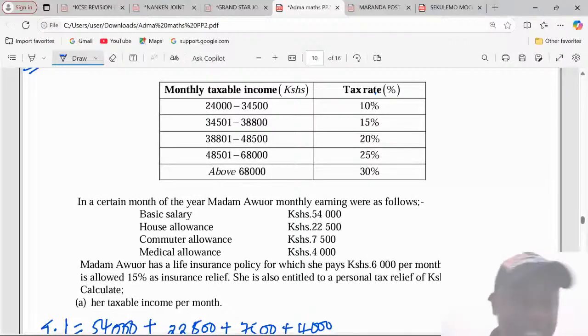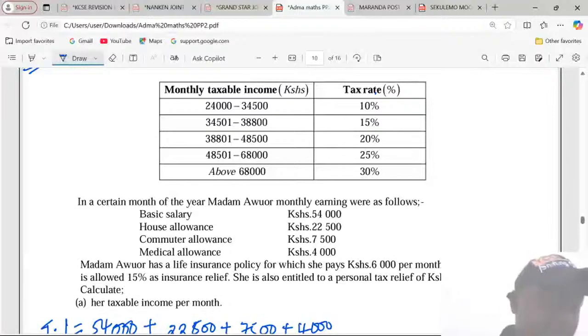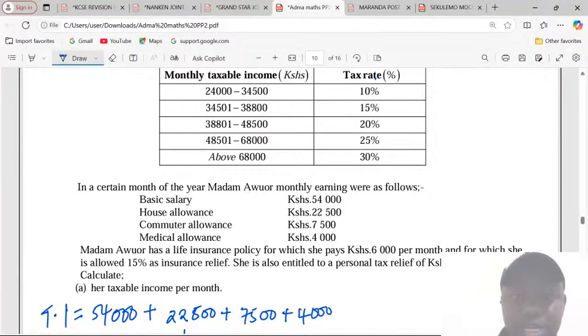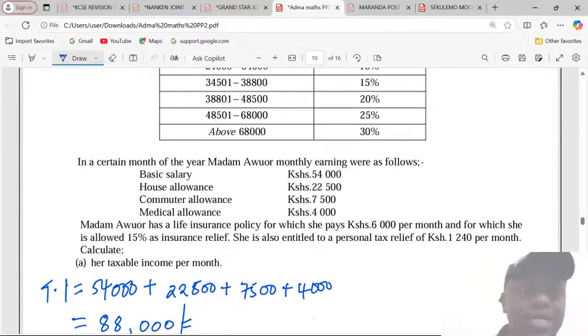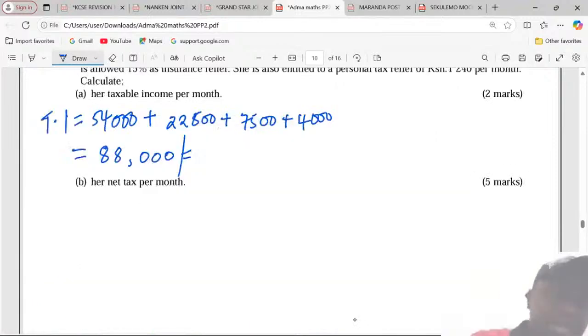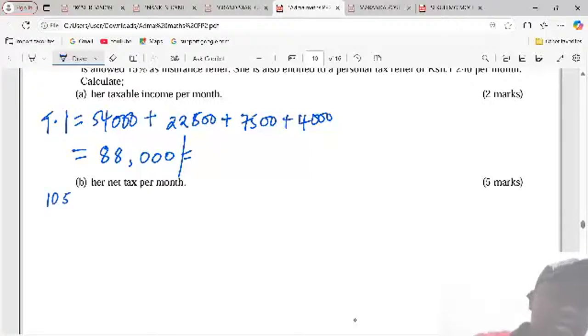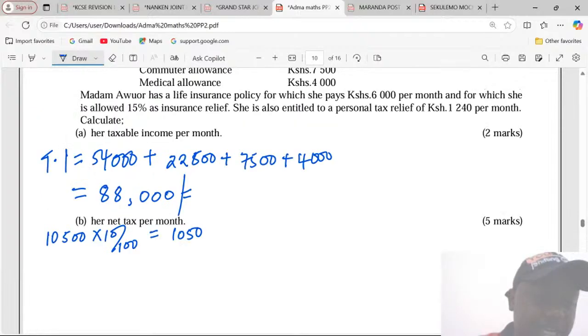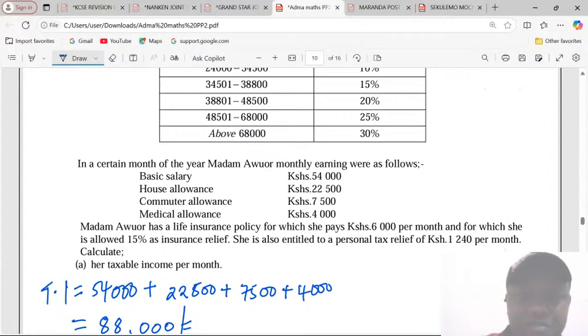So in the first taxable income there, the taxable income is going to be 10,500 at a rate of 10%, and this shall give us 1050. So from the first bracket, we are getting a tax of 1050.